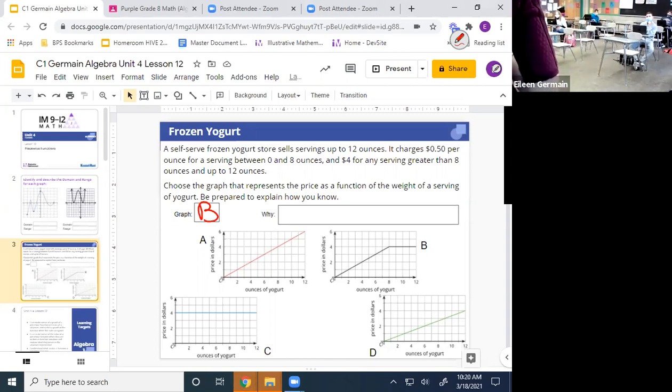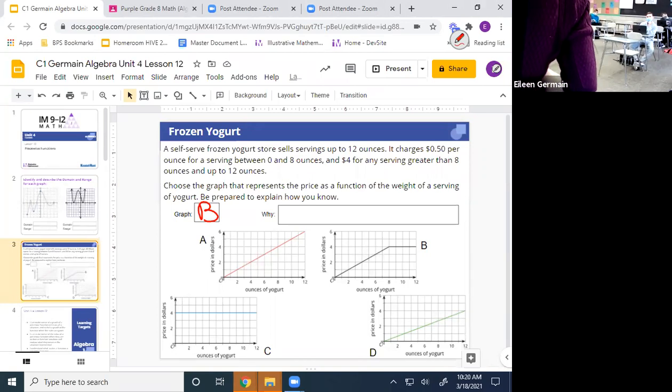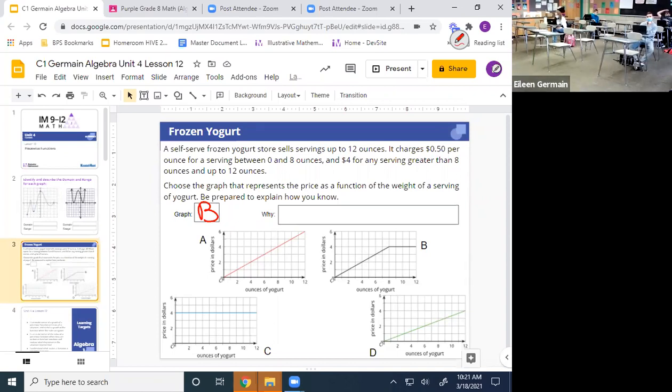Gwen. I said B because if you look at it, for every one it goes up half a block. So once you get to 2, it's $2, which is the story. But then when you get to the 8, it becomes $4. Good. So we have two different intervals, two different things that we're talking about here. So from 0 to 8 ounces, we have a rate of change of 50 cents, which if you look at this first segment, we are going up half a block for every one we're going over.